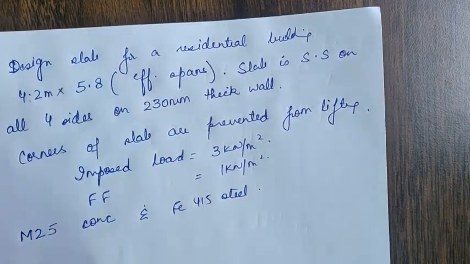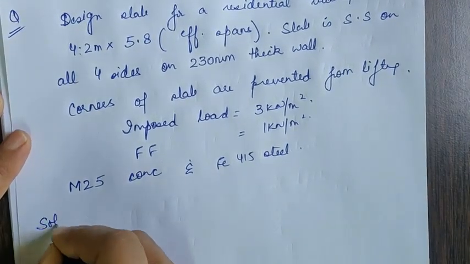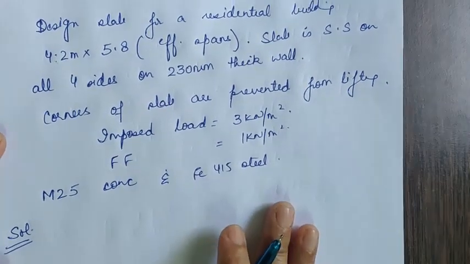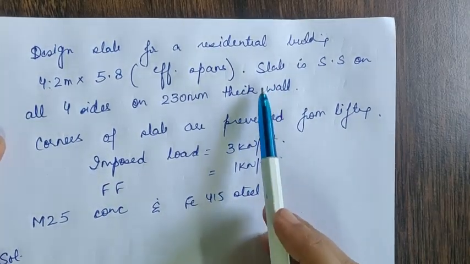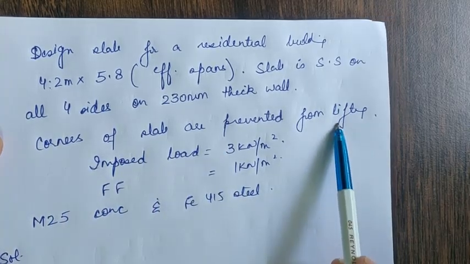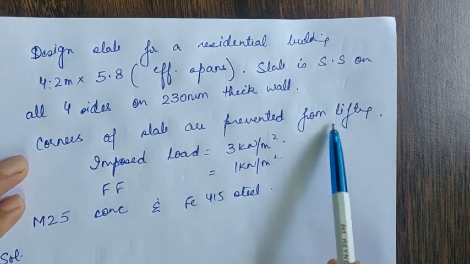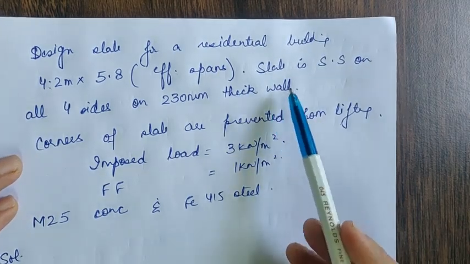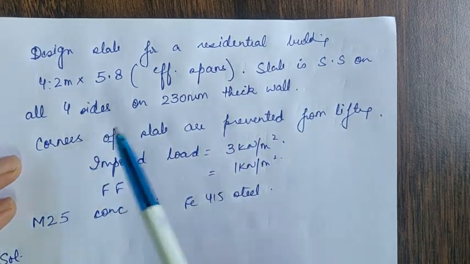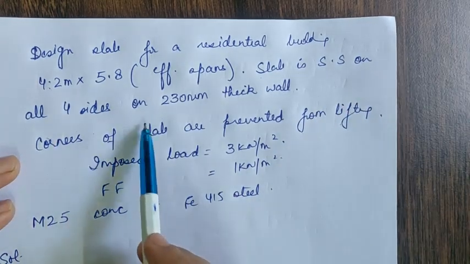So this is the practical design problem, and we are to solve it, means we are to get the reinforcement detailing and all these things for the slab. Now first of all, I have already told you that if the corners are prevented from lifting, it means this slab is a restraint slab. Now in this slab, out of the 9 cases that are given in annexure D, which case is to be followed? For that, it is written that the slab is simply supported on all the 4 sides.